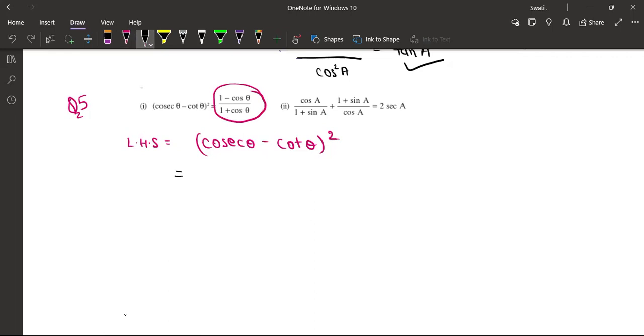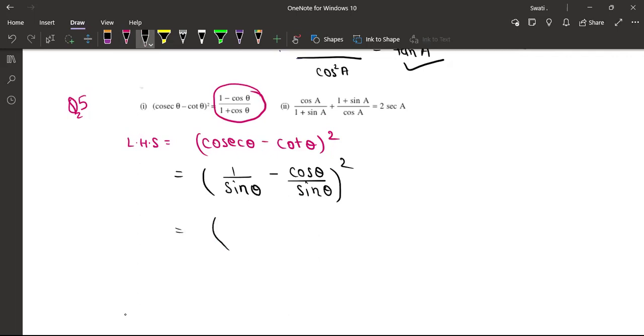Next, tell me, what is cosec theta? We converted it into sin just now: 1 upon sin theta by formula. But what is cot theta? Cot theta was cos theta upon sin theta. Did you understand this step? I have not done anything here, I have just used the formulas. That's it. Clear?